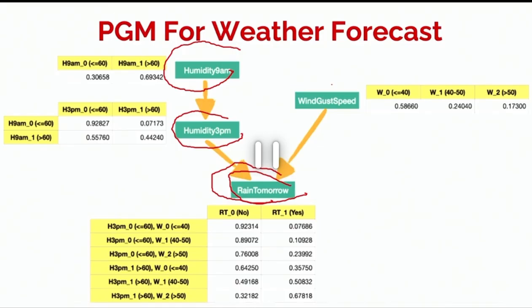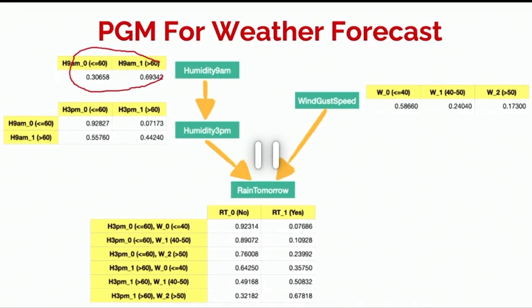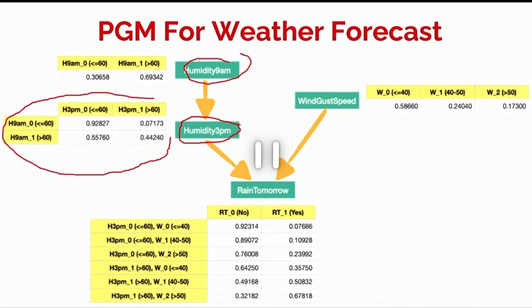What also determines the chance of rain is the wind speed. If you take a look at what I have here, humidity is high in the morning 60-something percent of the time, when it's greater than 60, and less than 60, 30-something percent of the time. That's a conditional table. And because humidity at 3 p.m. depends on humidity at 9 a.m., I'm going to have a table where I will consider a possibility.